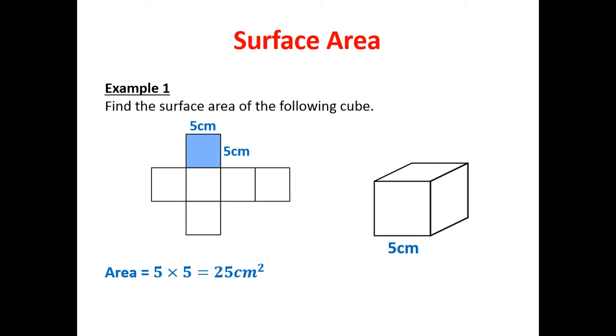Now there are 6 sides on the cube, so we need to take 25 and multiply it by 6 sides to get a total surface area of 150 centimeters squared. What does that tell us? Well, I'd need to cut out a small square that's 1 centimeter by 1 centimeter, and I need 150 of these small squares to paste onto the outside of this cube and to cover up the entire surface on all sides.